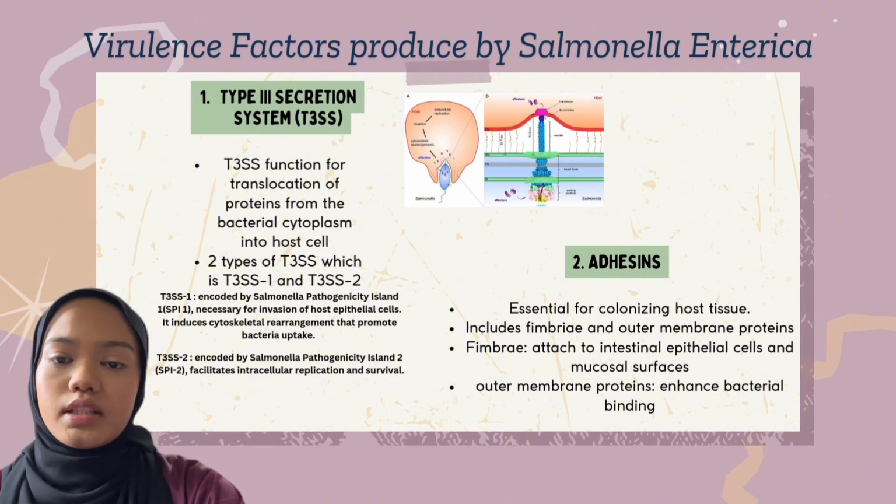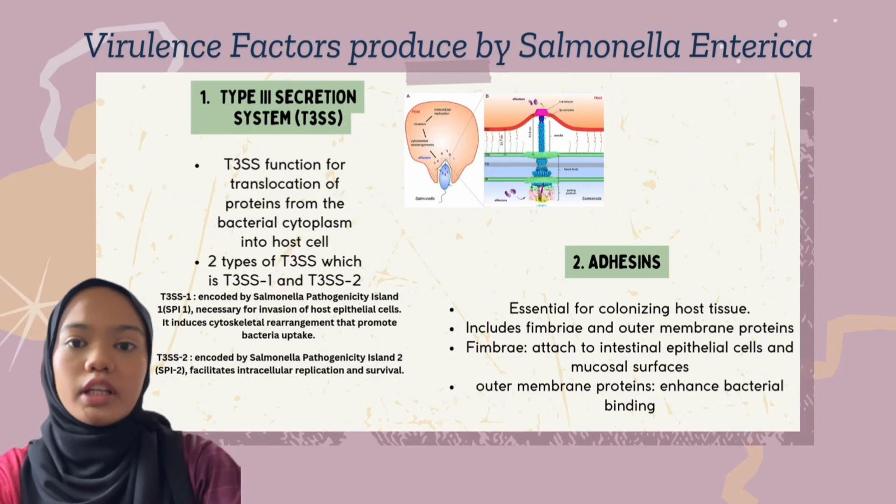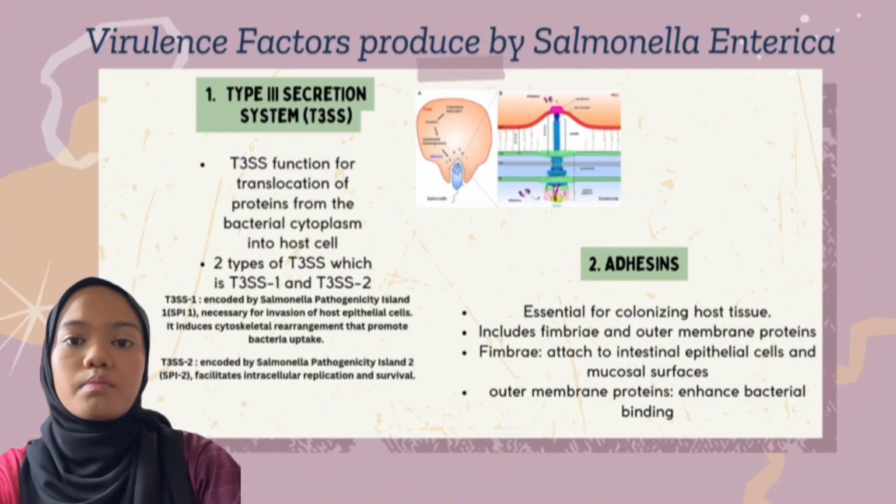The next virulence factor is adhesins. It is essential for colonization of host tissue and includes fimbriae and outer membrane proteins. Fimbriae attach to intestinal epithelial cells and mucosal surface, while outer membrane proteins enhance bacterial binding for a successful invasion.